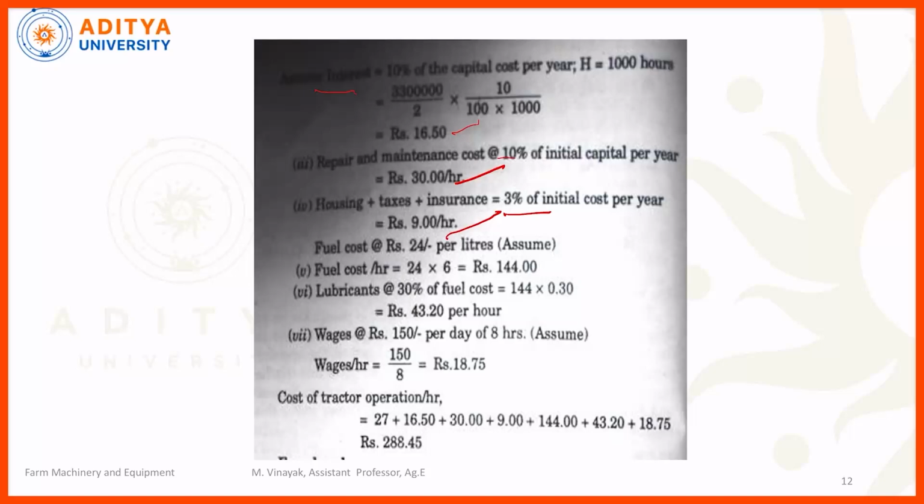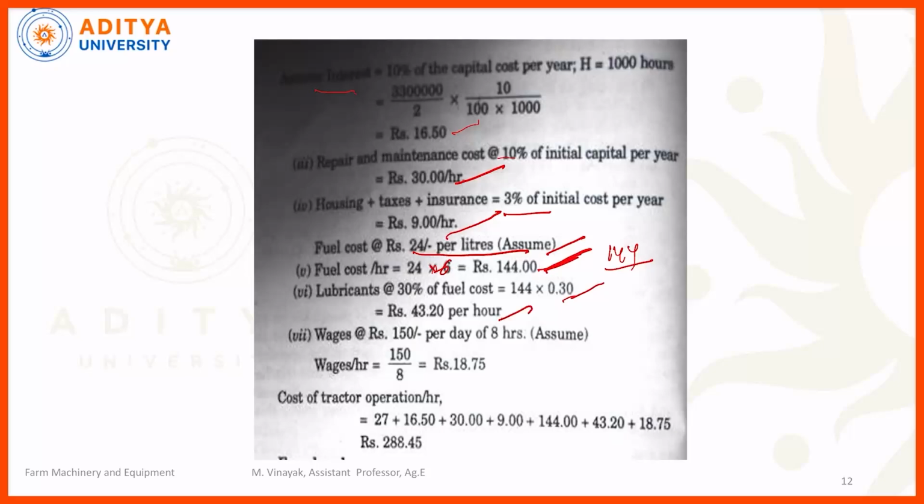Regarding the operational cost, they have already mentioned the fuel consumption. We can assume the fuel rate is 24 rupees per liter. Fuel consumption is 6 liters per hour, so 24 into 6. Lubrication cost is 30% of the fuel cost. The fuel cost per hour is 144 rupees, so 144 into 30% gives this one.